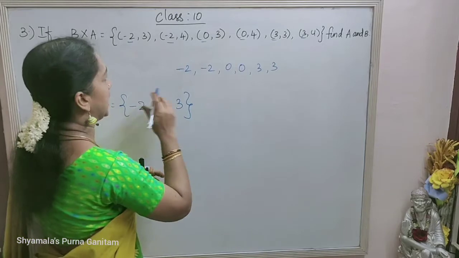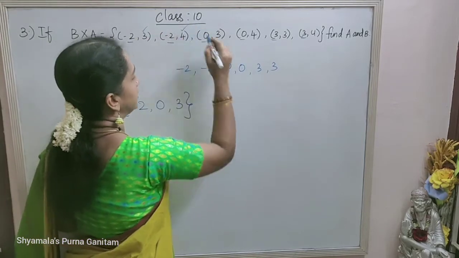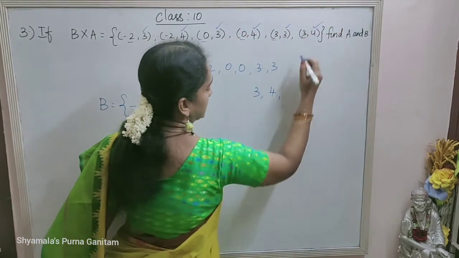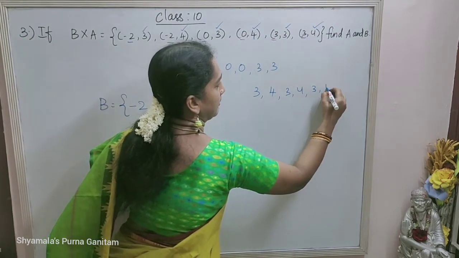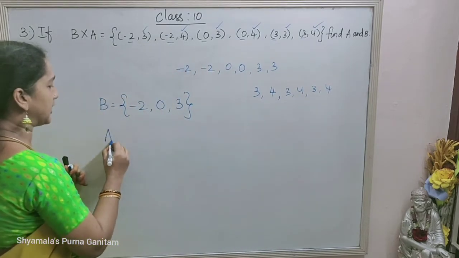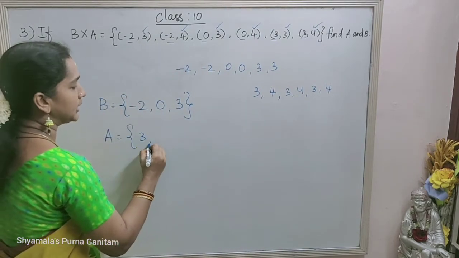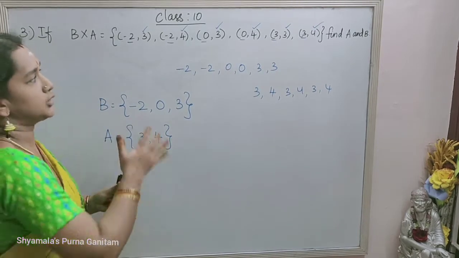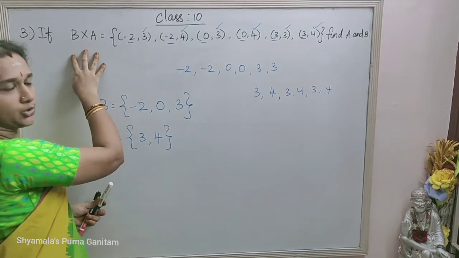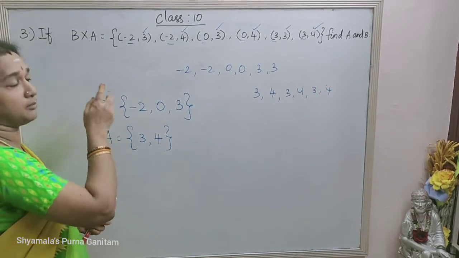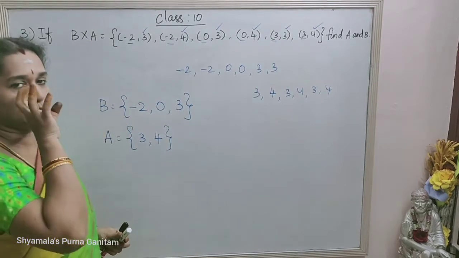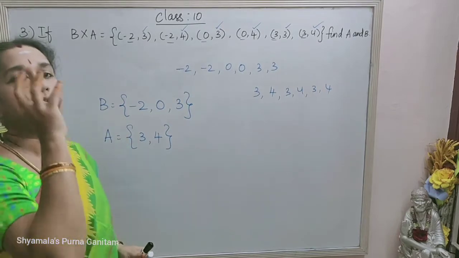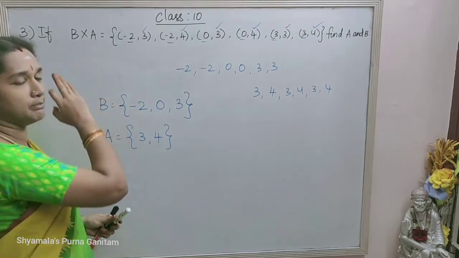In the same way we will do it for A also. What do we have? 3, 4, again 3, 4, again 3, 4. So 3, 4 is repeated three times. So the elements in A are only 2, that is 3 and 4. So if it is given like this, first you need to check. If it is given A cross B, the first elements will belong to A. We have to be very careful in that. Since it is given B cross A, the first element will be from set B only.